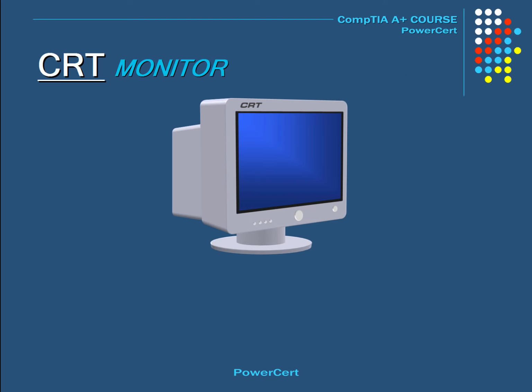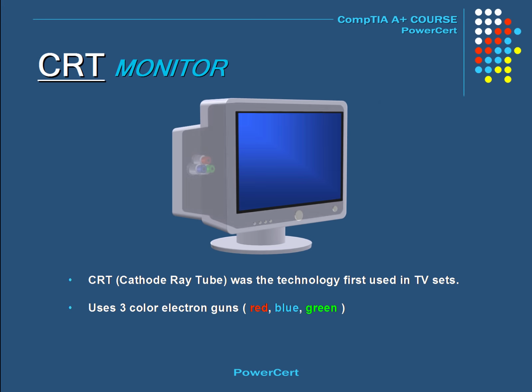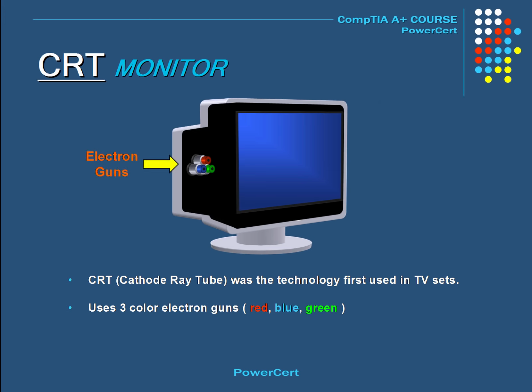Now, an older type of monitor is called CRT. CRT stands for cathode ray tube, which was the technology first used in TV sets. These monitors are bulky and heavy and take up a lot of desk space, and they are pretty much non-existent in the marketplace today. An image is produced on a CRT by using 3 color electron guns. These colors are red, blue, and green, which when you combine them, they are able to produce any color on the color spectrum.